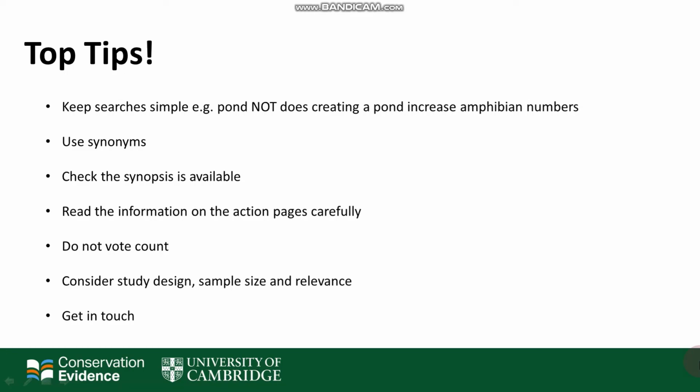Just to remind you, here are some top tips when using the website. Firstly, keep your searches simple. If you're interested in understanding whether creating ponds increases amphibian numbers, just simply type the word pond and not the whole question. If you cannot find any actions for the word you're using, try thinking of similar words and synonyms and search again.